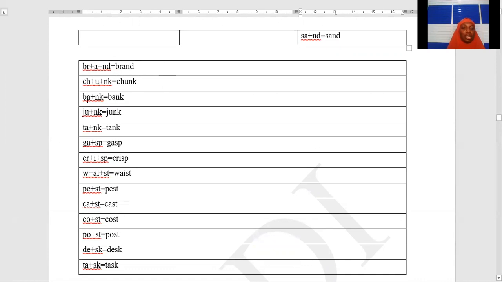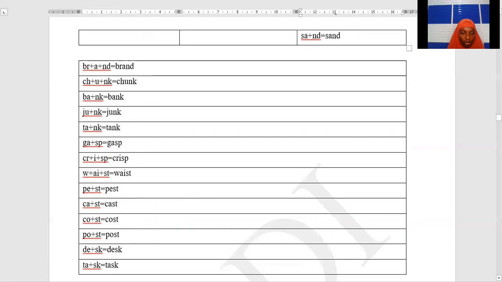Chunk, bunk, junk, tank, gasp, crisp, waste, best, pest, cast, cost, post, desk, task.